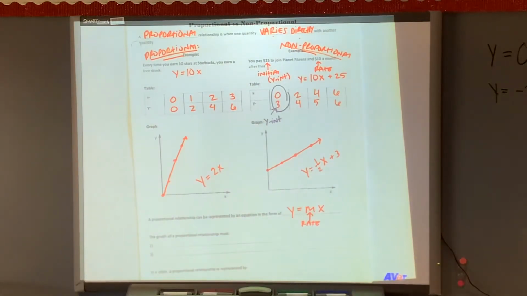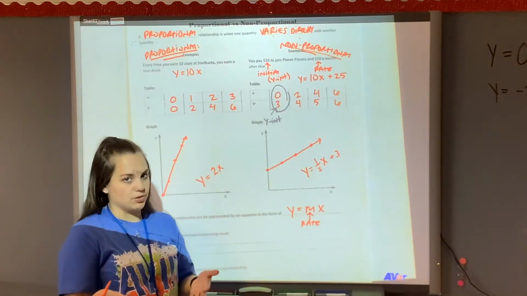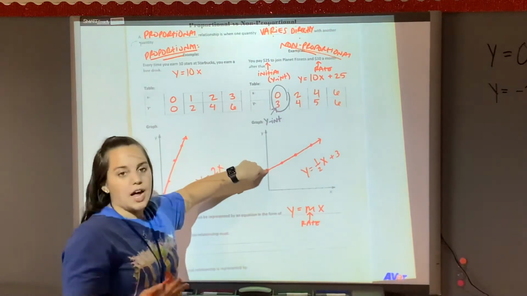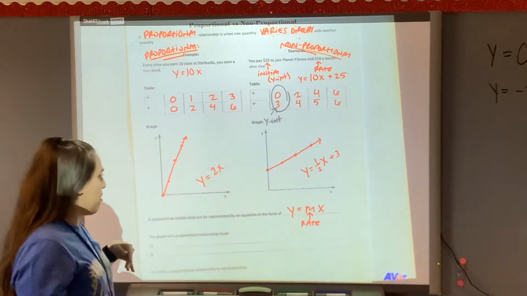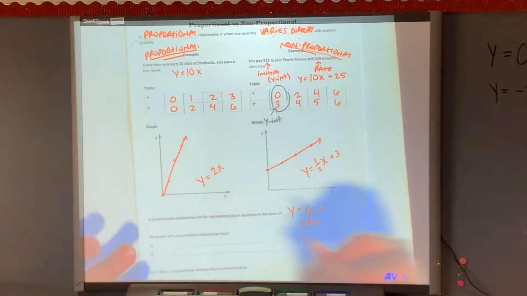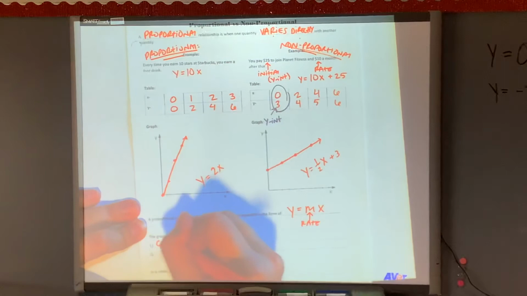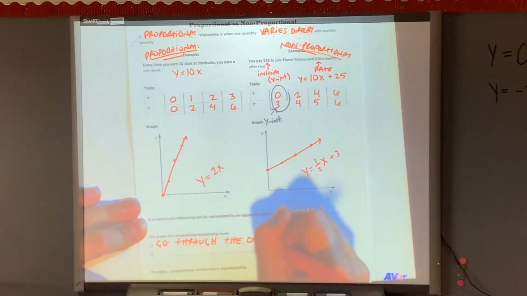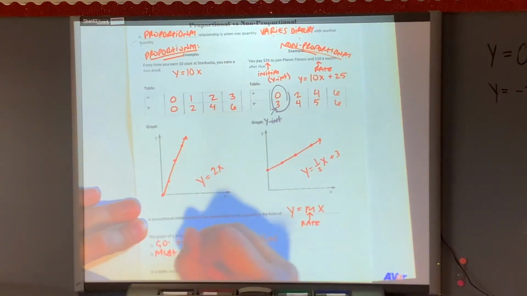Today's notes were mainly focused on what makes a proportional relationship different from a non-proportional relationship. Proportional goes through the origin, straight line. Non-proportional does not have to go through the origin. This just so happens to be a straight line. However, if you ever run into any curved lines, they are not proportional. So the graph of a proportional relationship, we just talked about that, must go through the origin. It also must have a constant rate.